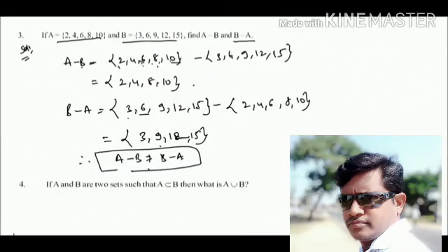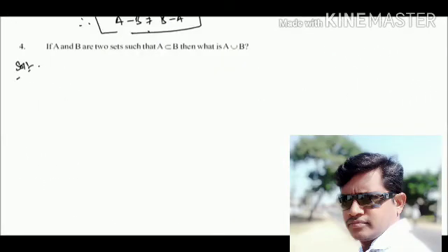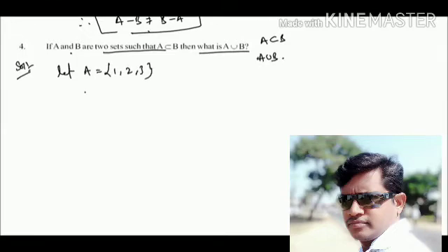Okay, so the fourth one's solution. If A and B are two sets such that A is a subset of B, what is A union B? So we need to find A union B also. Let A be the set {1, 2, 3}, and B be {1, 2, 3, 4, 5}. These are the two sets. We need to check that A is a subset of B here. 1, 2, 3 is in B, so that is why A is a subset of B.